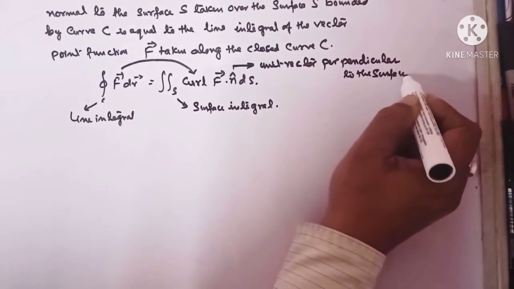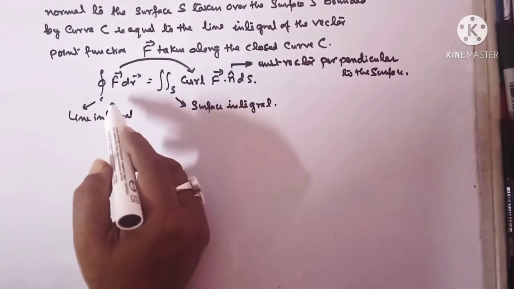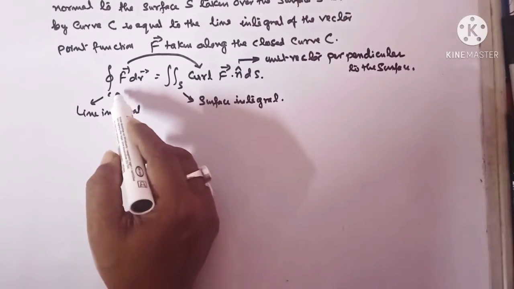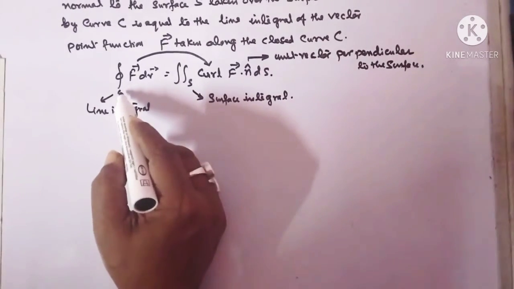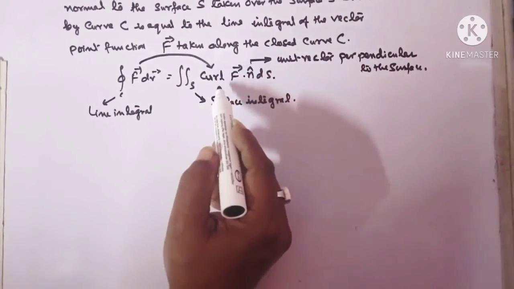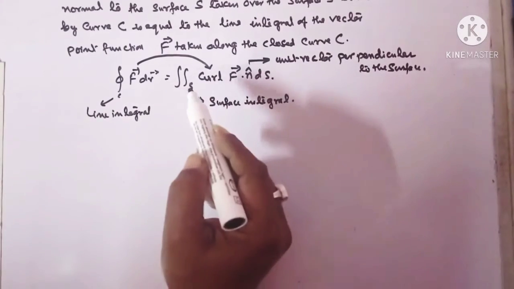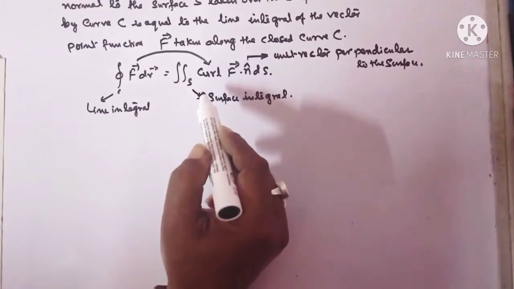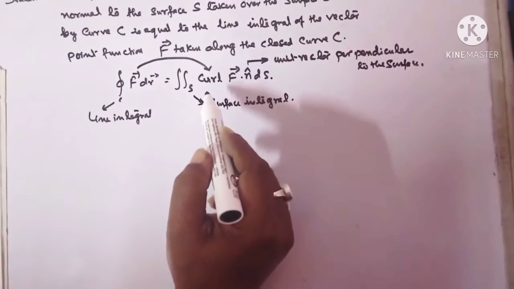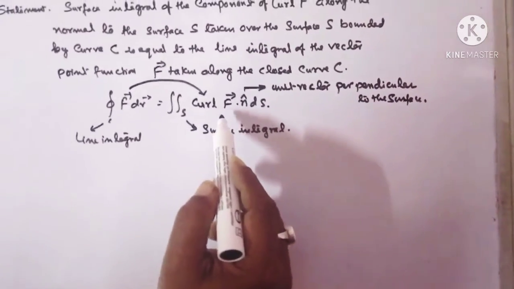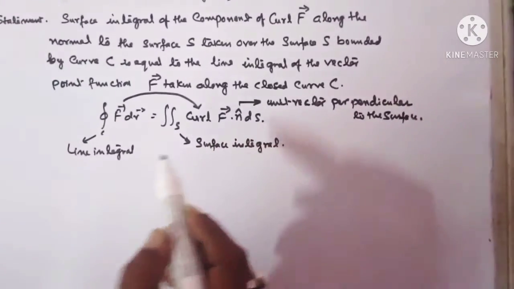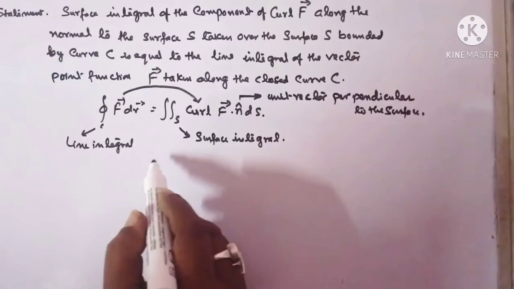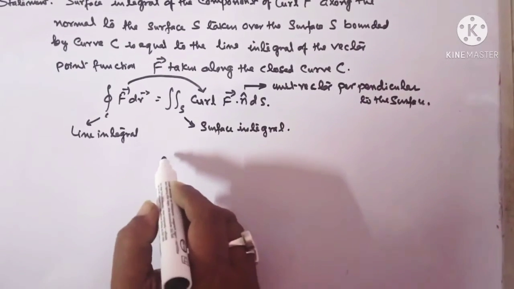The most important point here is this f, the vector point function. This f gets converted into curl f. That means the vector starts to make a spin. It starts to rotate, that is, it starts to curl. It becomes a curl vector. So let us see how this makes a curl vector.